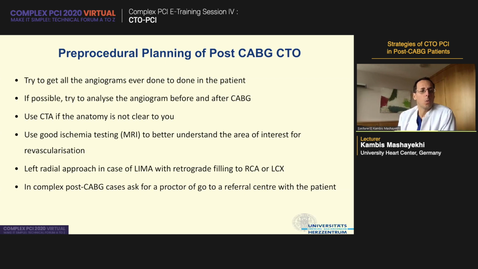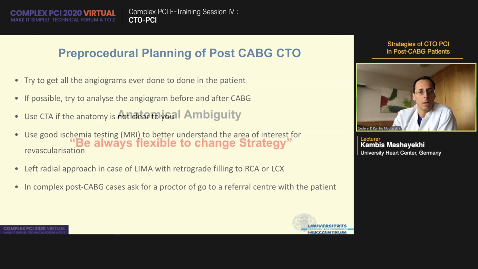Once we go for a retrograde approach, especially over the LIMA, we should use the left radial approach to be able to shorten the guide, especially also for the angio when we see retrograde filling to the RCA or circ over septal or epicardial collaterals. And in complex post-CABG cases, we should go for a proctor or do the case together with somebody in a referral center with the patient.